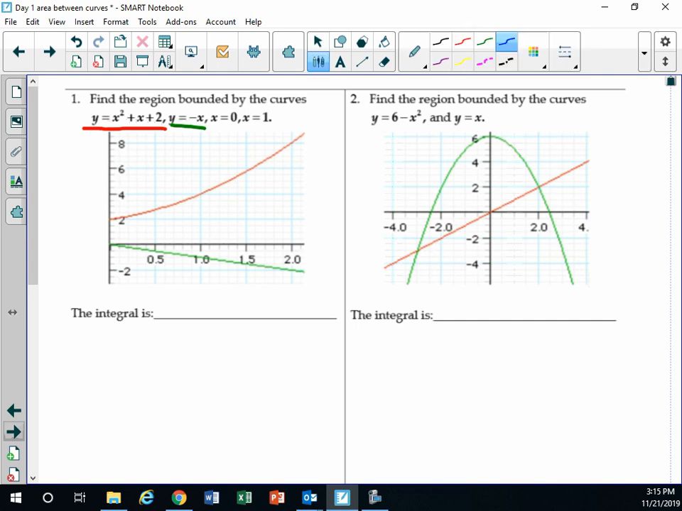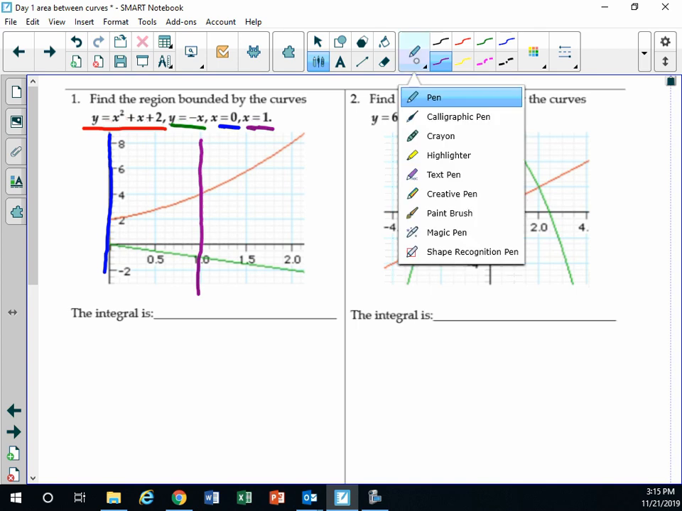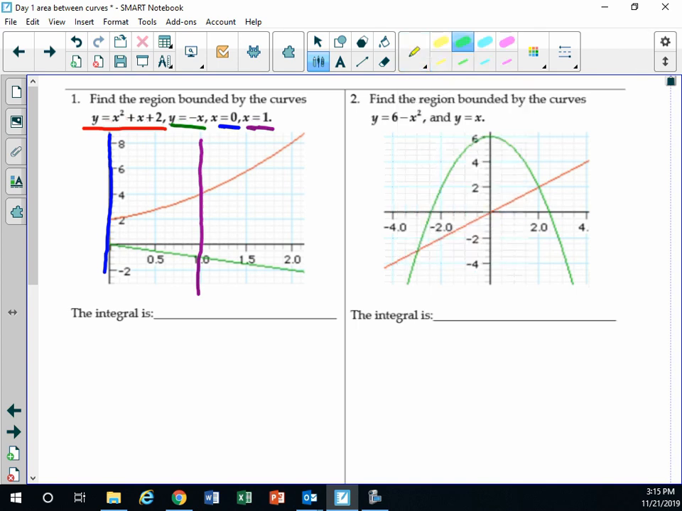X equals 0 is not up yet. So let's graph x equals 0. That's a vertical line, ladies and gentlemen. That's going to be right here. And then x equals 1. That's a vertical line also. That's right here. Which means that the area that I'm talking about is literally going to be this area right here.